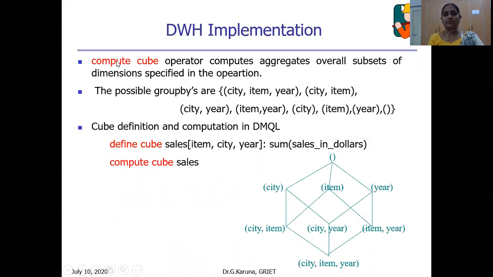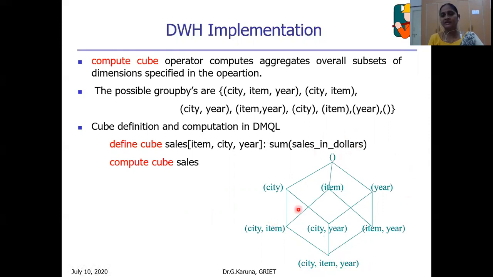What will the compute cube operator do? The compute cube operator mainly computes aggregates, summarization, over all subsets of the dimensions specified in the operation. Initially, for the given 3 dimensions, first we have to construct the lattice of cuboids. See this one with the base cuboid. The bottom cuboid is called the base cuboid, with city, item, year here, whereas the top one is the apex.